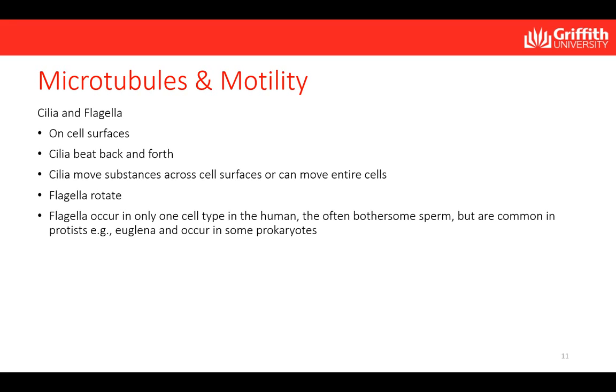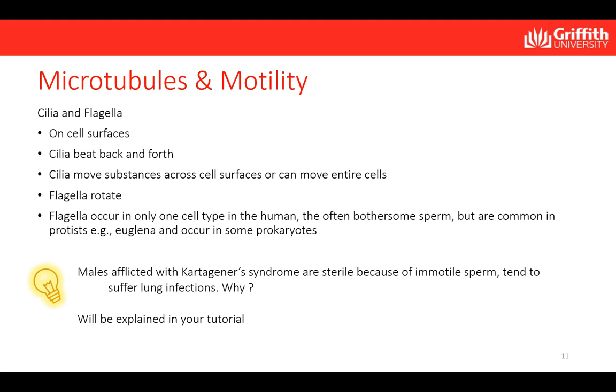Flagella are substantially longer than cilia and have a rotatory motion. In humans, the only cell type that is known to have a flagella are sperm cells. However, they are common in protists such as Euglena, and also occur in some prokaryotes. Take a moment to consider the following question.